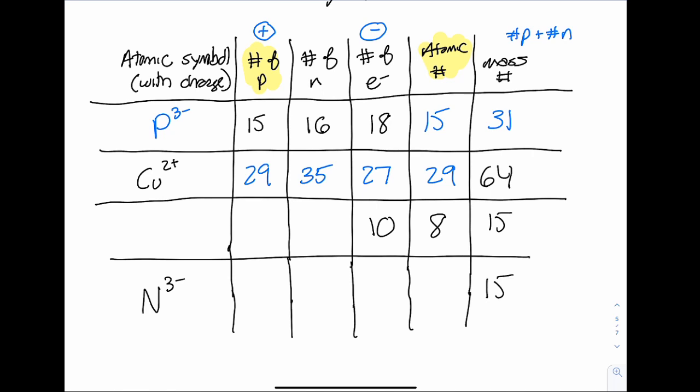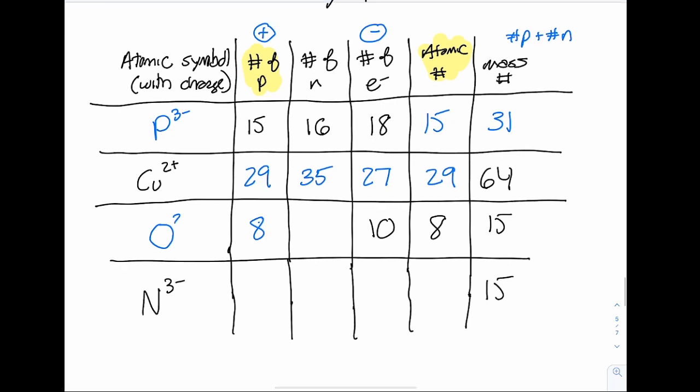My third row, I have an atomic number of 8, so that means I have 8 protons. Looking at the periodic table, oxygen is the atom that has 8 protons in its nucleus. I have 10 electrons, so 10 negative charges. I have 8 positive charges, so this is going to have a 2 minus charge, right? It has 2 more negatives than it does positive. And then my neutrons, 15 minus 8 is 7. So 7 neutrons in this isotope.